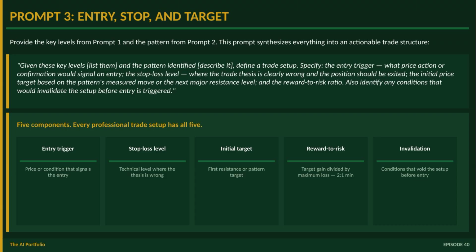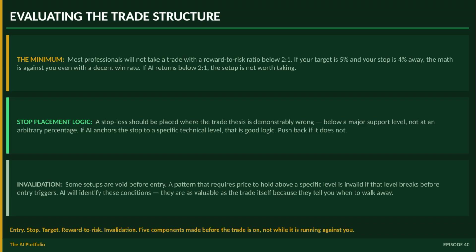A trade setup is only as good as its reward to risk ratio. Here is how to evaluate what AI gives you. The minimum: most professionals will not take a trade with a reward to risk ratio below 2-to-1. If your target is 5% and your stop is 4% away, you are taking a bad bet, even if the probability of success is decent. AI will calculate the ratio for you. If it comes back below 2-to-1, the setup is not worth taking.